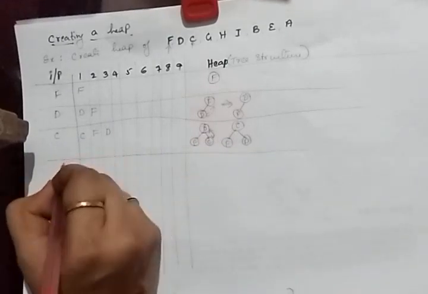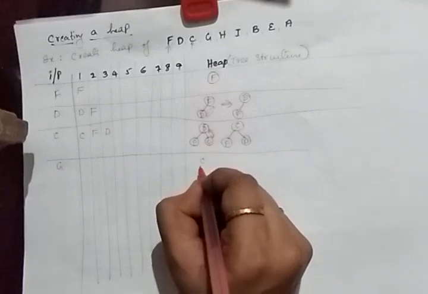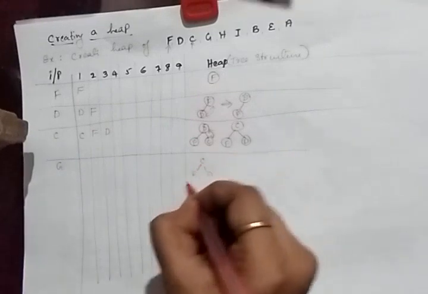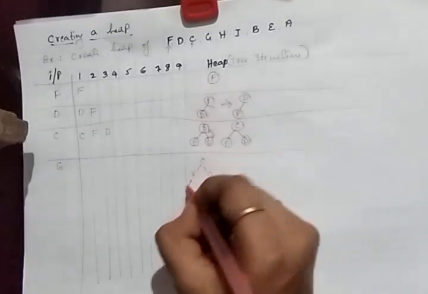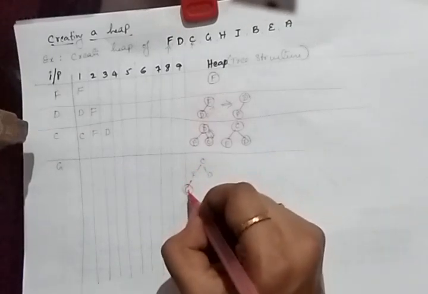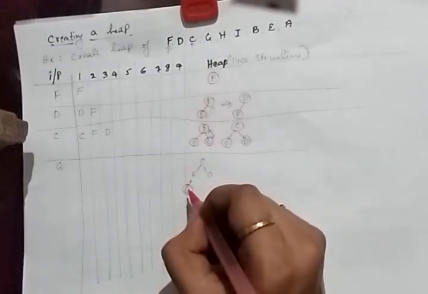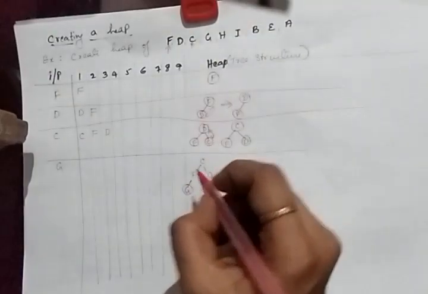Next you have G. C, F, D is there. Now G will come to the left child of F. G is greater than F, so it will stay there itself, right? There is no change. So I can write it as C, F, D and G.